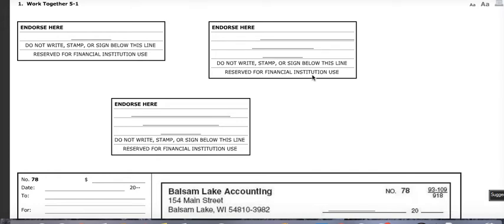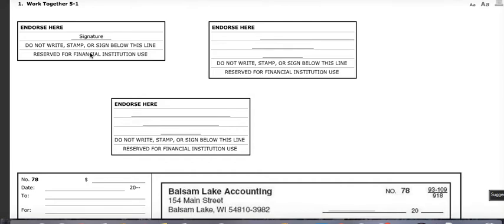For Work Together 5.1, we're going to be endorsing and writing checks. So right now what we have is the back of checks where it says endorse here. We're going to go through and create 3 different kinds of endorsements. Directions number 1 states, for each of the situations, prepare the appropriate endorsement. A, write a blank endorsement. So when you write a blank endorsement, all you're going to do is click on here and you're going to put a signature. This would be where you sign your name.